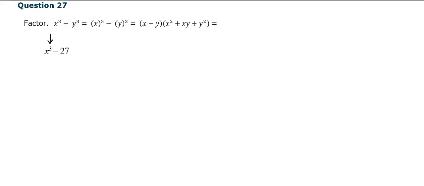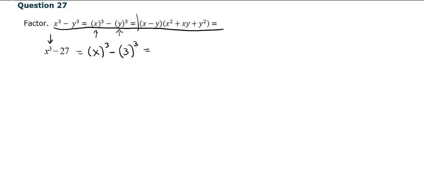So we follow a pattern, and the pattern is above. The first thing that we want to do is to determine what cubed gives us x cubed and what cubed gives us 27. So we know that x to the third power gives us x cubed, minus, because the original problem is minus, 3 to the third power gives us 27. Now we're going to use these to get to our final answer.